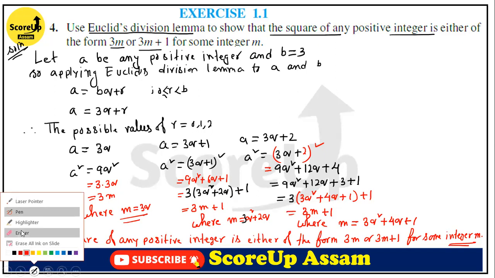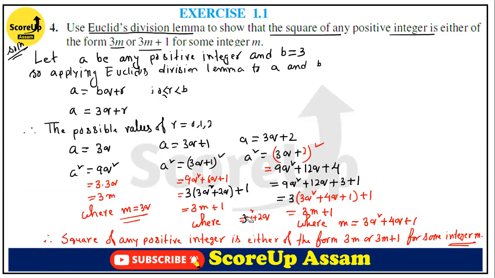Let me correct it more properly. Write it more properly. m is equal to what? m is equal to 3q² plus 2q. Okay. So the square of any positive integer is either of the form 3m or 3m plus 1 for some integer m. Hence proved. Hence showed. Showed or shown, you can write both. Okay.